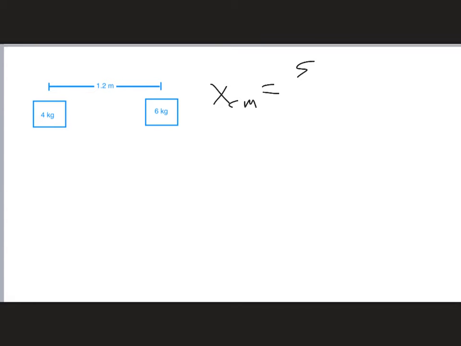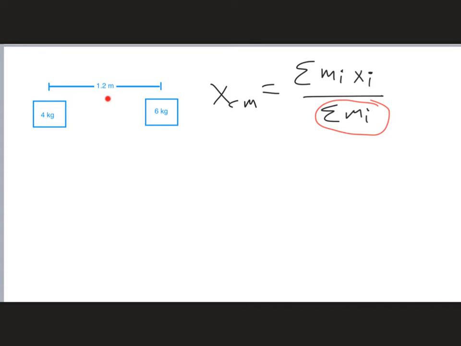is equal to the sum of mi xi over the sum of mi. And of course, that sum over mi is just the total mass of the system. If you look at the units, I've got a mass times a distance divided by a mass. That's going to give me distance units, which is what we expect. Now, what is this mi xi business about? Well, let's consider our system here. I've got 6 kilograms here, I've got 4 kilograms there.